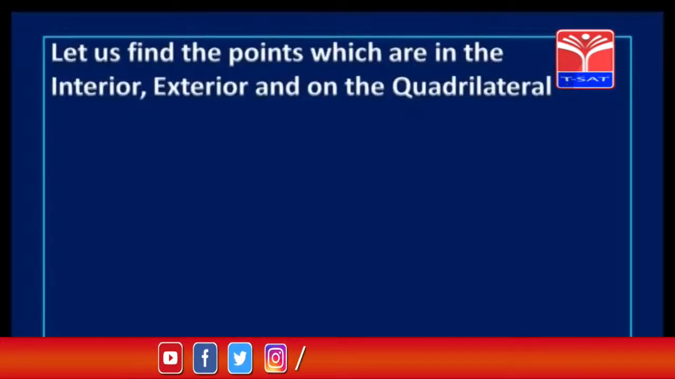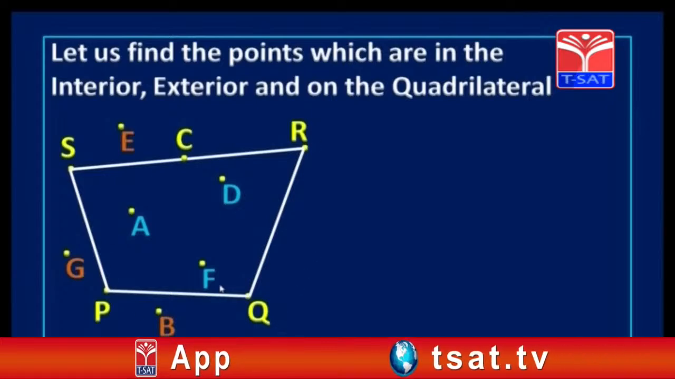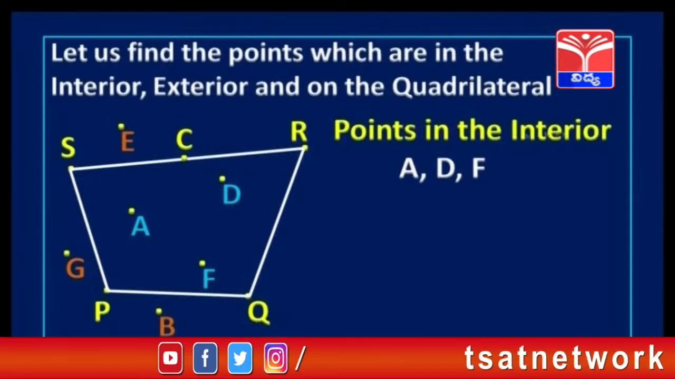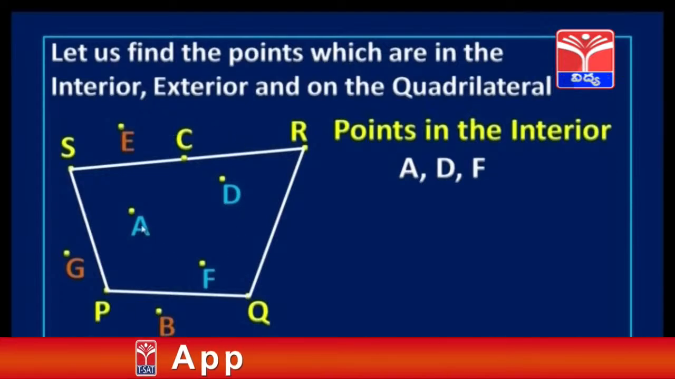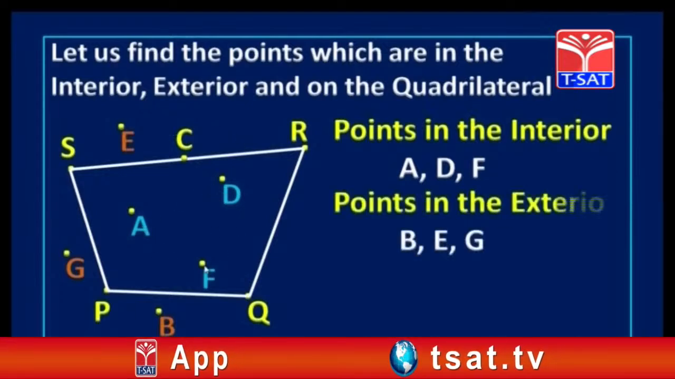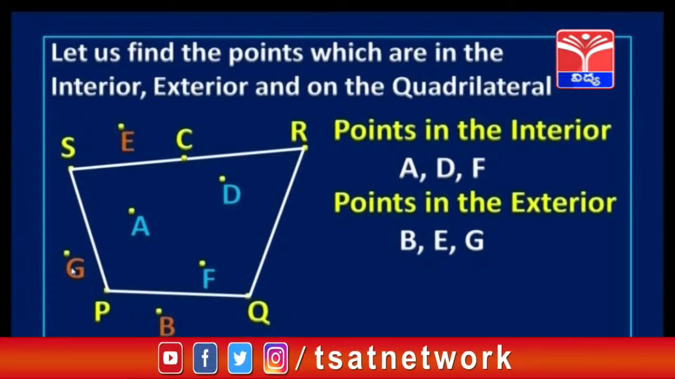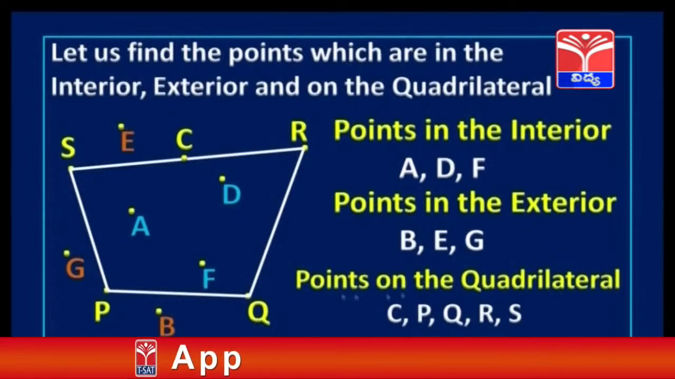Okay, let us find the points which are in the interior, exterior and on the quadrilateral. Children, observe the picture. Yes, I am taking a quadrilateral. I am taking some points inside the quadrilateral, some points outside the quadrilateral. So, let us answer these questions. Points in the interior. Children, can you name the points which are in the interior of the quadrilateral? Yes, A, D, F. Points in the exterior. Children, can you name the points which are exterior of the quadrilateral? Yes, B, E, G. Points on the boundary, or we can say on the quadrilateral. Children, what are the points which are lying on the quadrilateral?